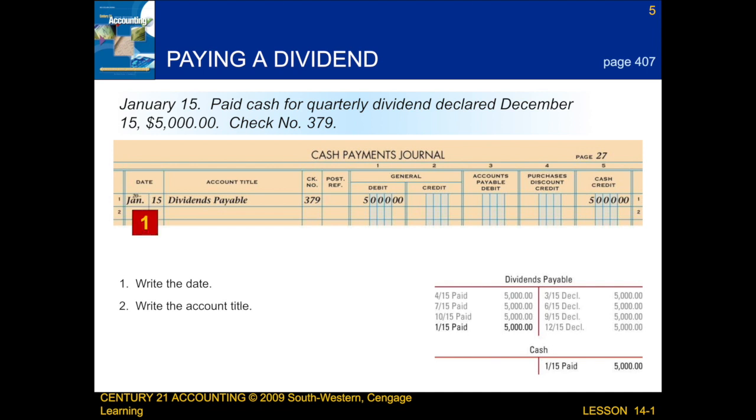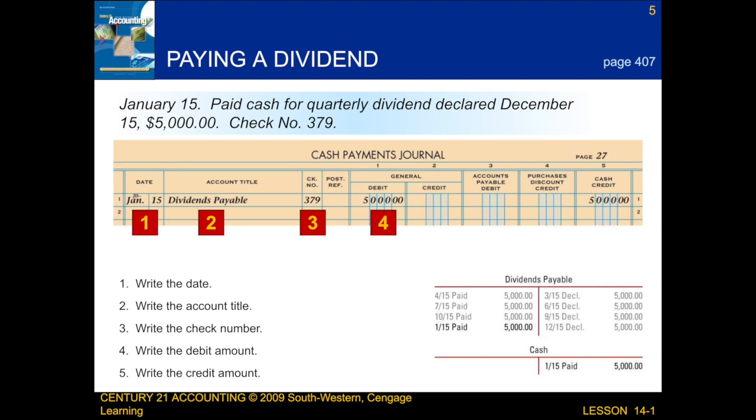Next, we write the account title, which is dividends payable, in the account title column. After that, we write the check number, which is 379, in the check number column. Following that, we write the debit amount, which is $5,000, in the general debit column. And finally, we write that same amount as a credit to cash in the cash credit column.